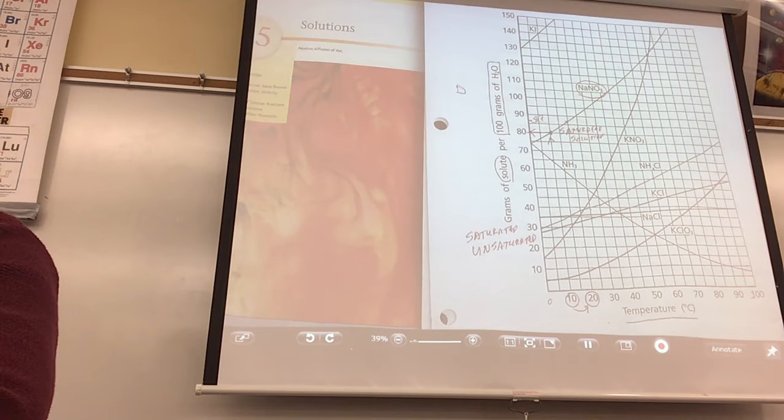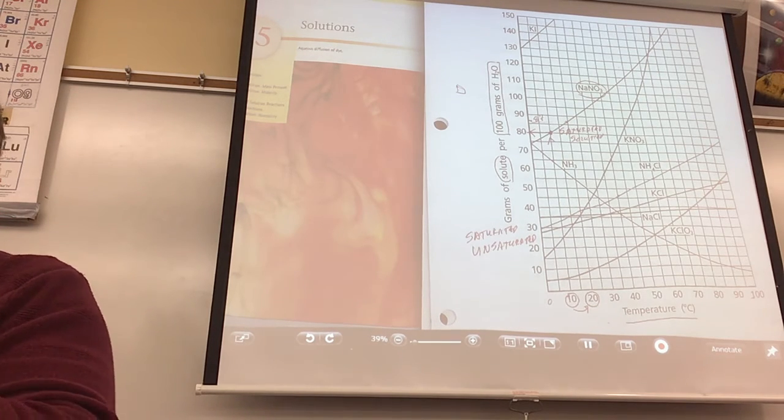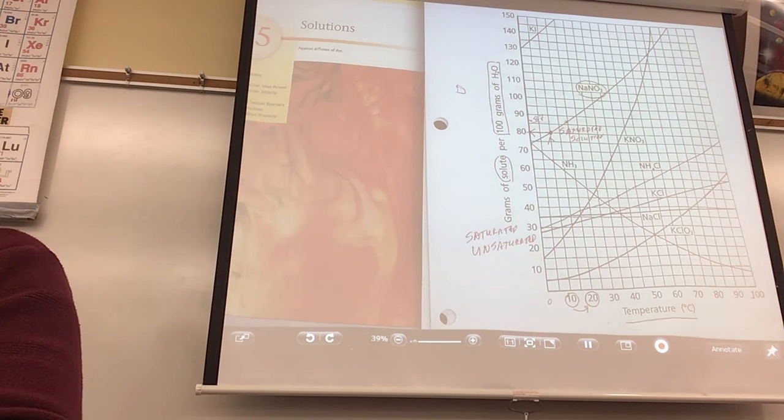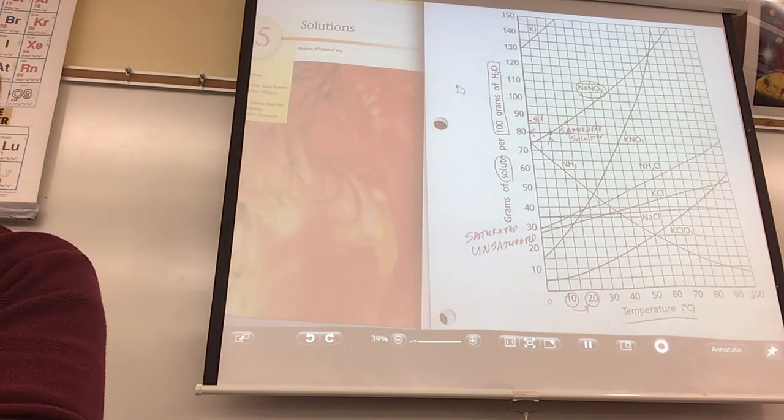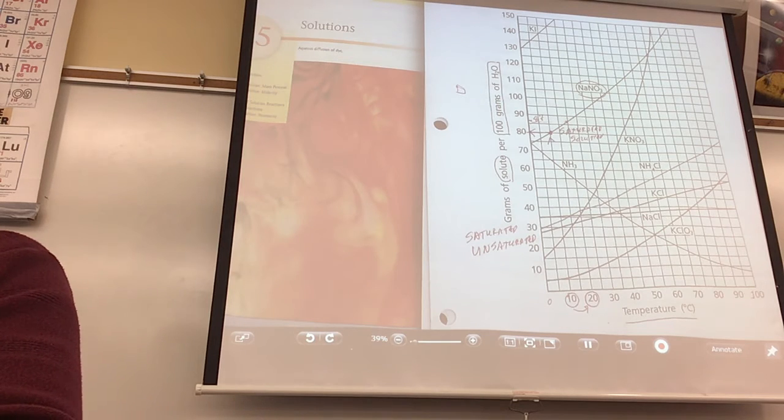Yes? Now, so at 20 degrees, what is the saturation level? How many grams of sodium nitrate can you put in there to saturate the solution? 87. Now, this is where it gets good. You make a solution at 20 degrees, you put 87 in there, yeah, it all dissolves, just like the graph told me it would. But then you let the beaker sit over here and you let it cool off. Uh-oh. You're going to let it cool off down to 10 degrees.